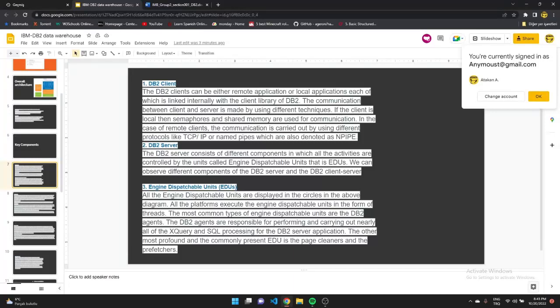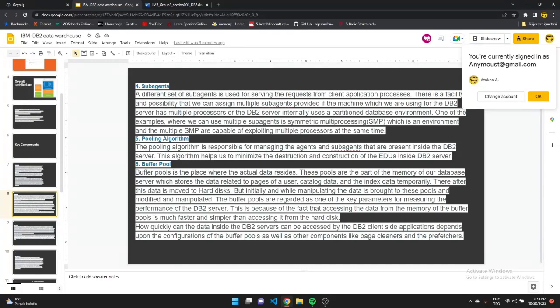The most common types of engine dispatchable units are DB2 agents. DB2 agents are responsible for carrying out nearly all of the XQuery and SQL processing for DB2 server applications. The other most profound and commonly present EDUs are the page cleaners and the prefetchers. Again, these are all based on threads, and they're highly parallel and really easy to parallelize, and that creates a lot of speed. And again, they're bound by the hardware itself.